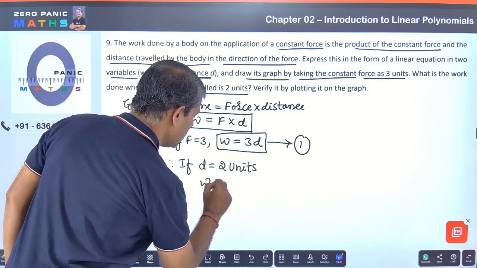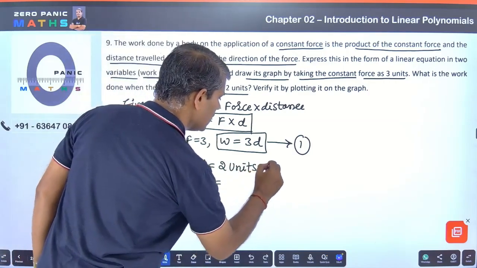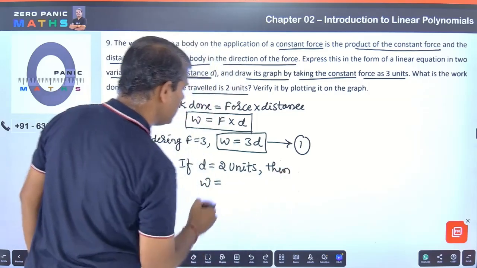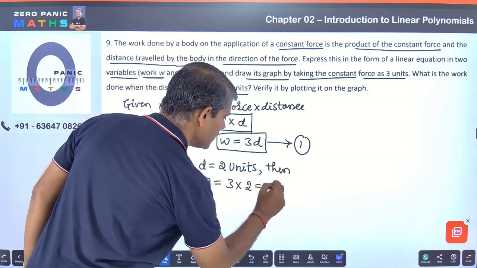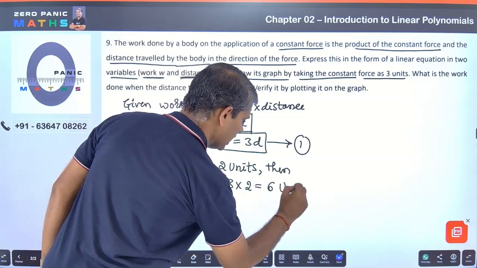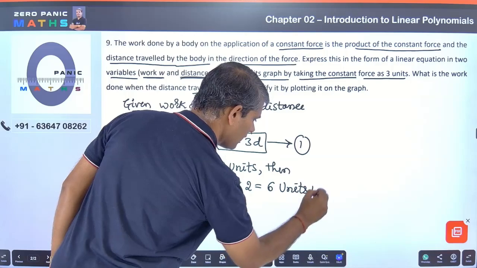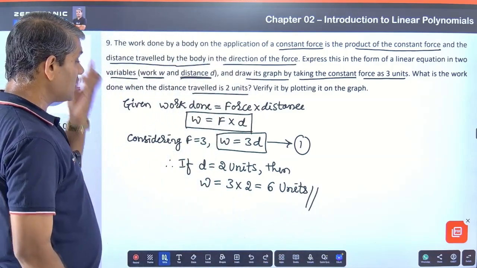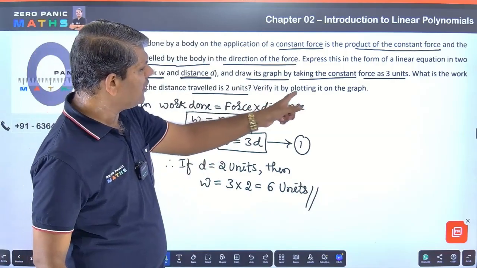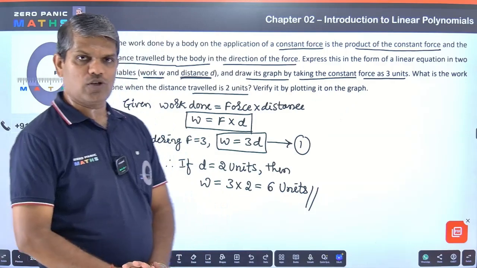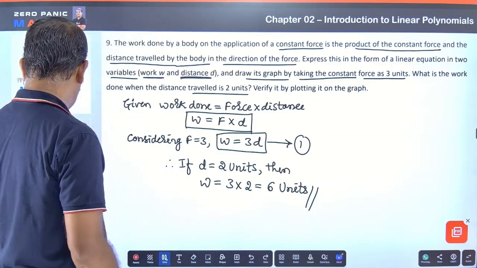work done W, I can say, then work done W is equal to 3 into 2, that is 6 units. Correct? So this is the answer for the question theoretically. Now we have to verify it by plotting it on the graph also. Okay, so let us plot the graph.